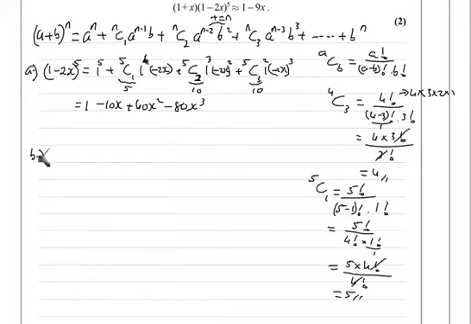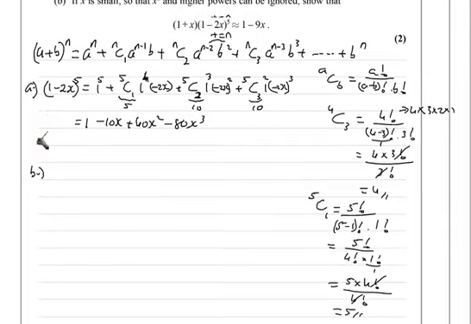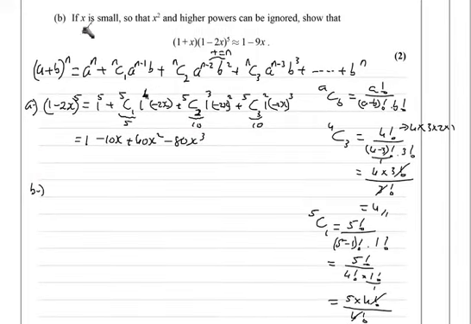So let's check part B. It says if x is small, so that x squared and higher powers can be ignored, then (1 plus x) times (1 minus 2x) to the power 5 is approximately 1 minus 9x. We have to show this. x squared and higher powers will be x squared, x cubed or x to the power 4, and we can ignore them.